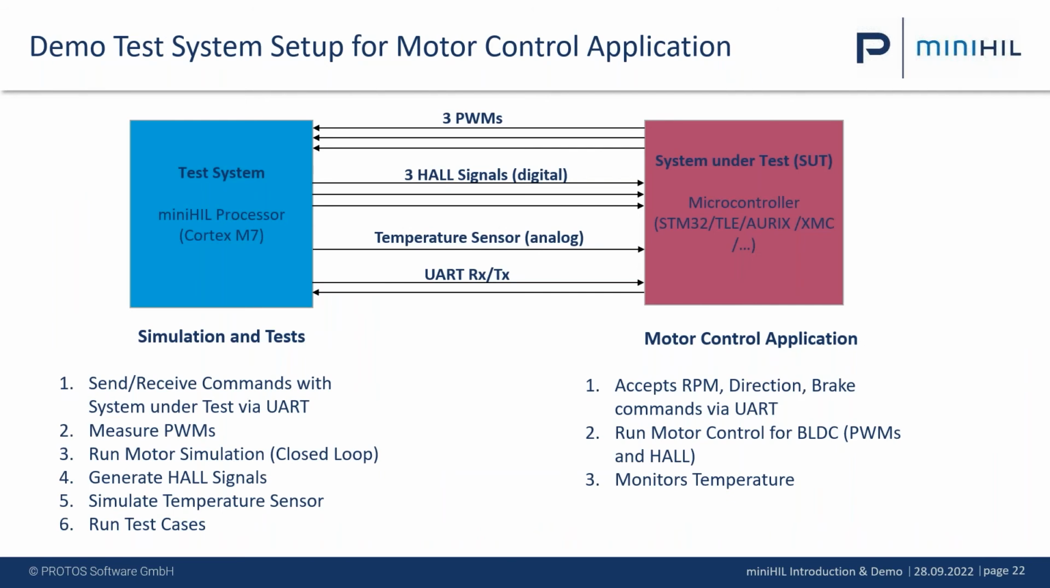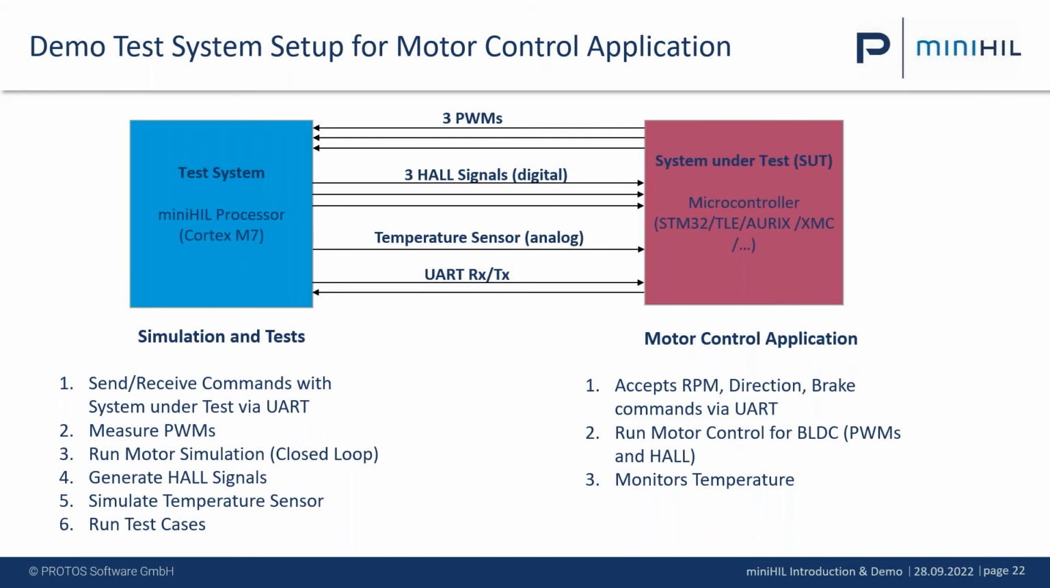So now I'm going to run a little live demo. I have prepared a little test setup with a microcontroller. It's an STM32 microcontroller, with a BLDC motor controller. So it generates 3 PWMs. Then in the test system, the PWMs are measured. The new speed is calculated, and according to the new speed, we generate 3 Hall signals as digital outputs, so the microcontroller can really control the simulated motor.